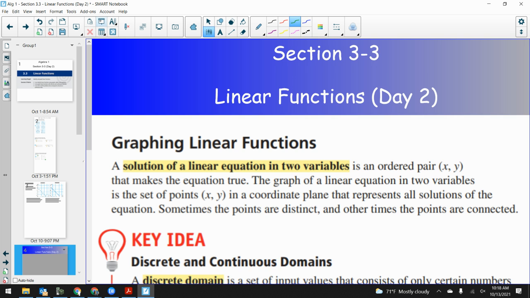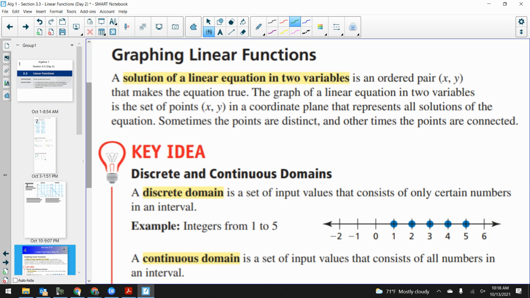All right. Linear functions, day 2. Now, what we're going to be looking at today is how we're going to actually start graphing. How do we create those lines? That's what we're going to be looking at. How do we create those linear functions?